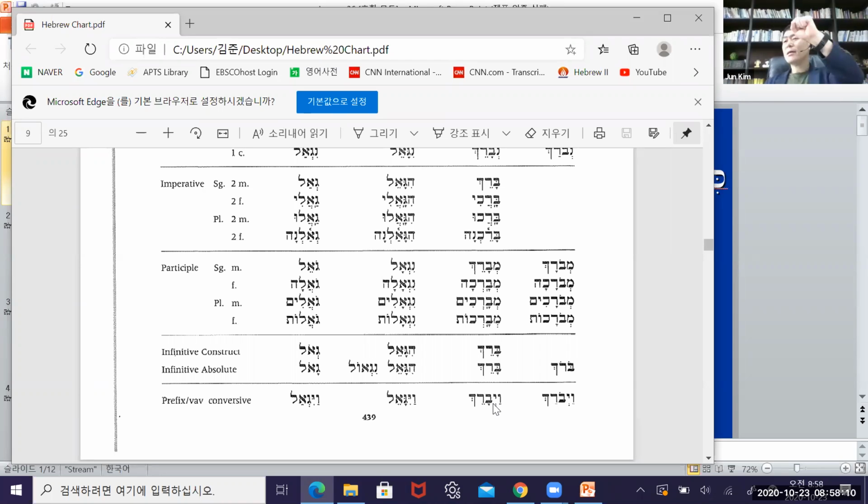So now, normally, there is a tendency. Hirek becomes tsere as a compensation. Pata becomes kamets as a compensation. I think apart from it, that's all, right? In the middle guttural letters. Oh, then let's go back to today's lesson.